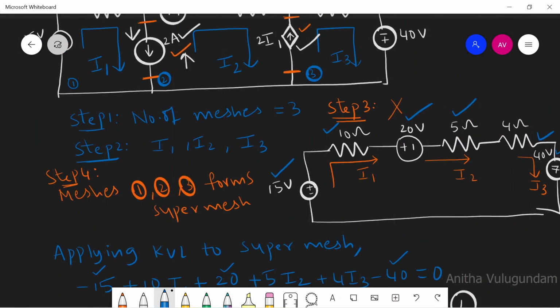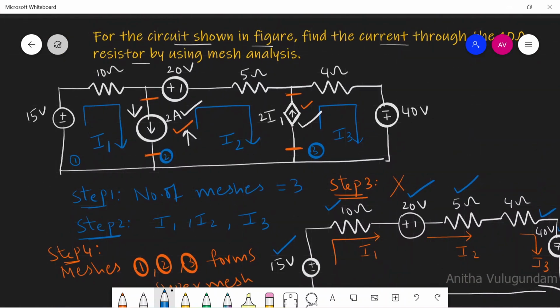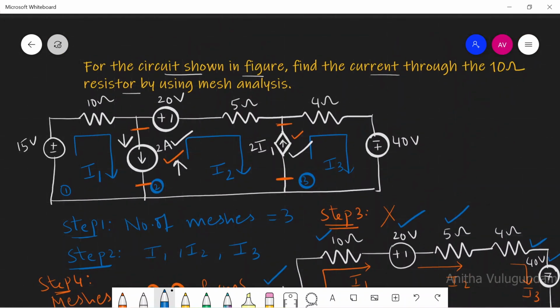Let's see the question. We are asked to find the current through the 10 ohm resistor by using mesh analysis. If you observe the circuit, the current flowing through the 10 ohm resistor is I1. In step 6, we got I1 as 1.96 amps. So the current through the 10 ohm resistor is given by I1 equal to 1.96 amperes, which is the answer.